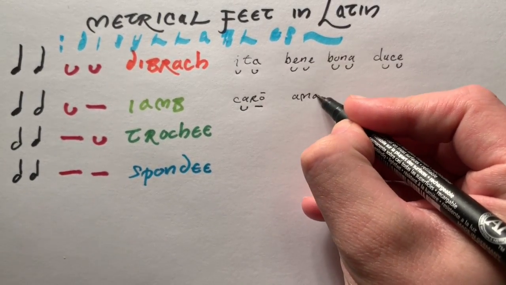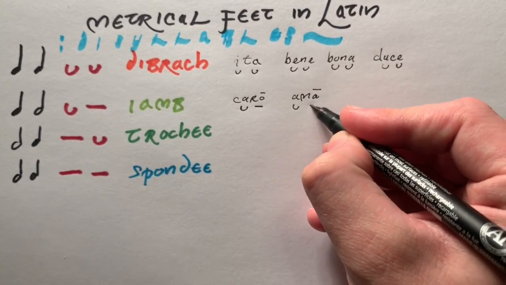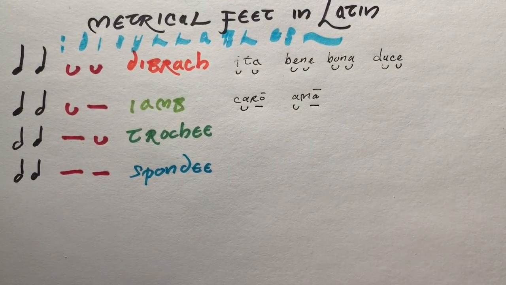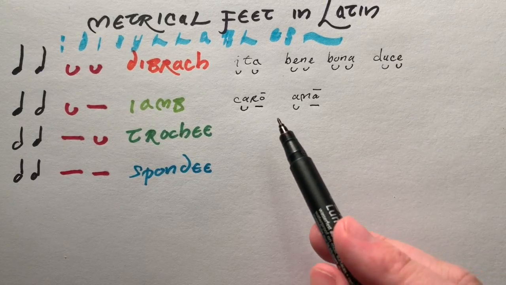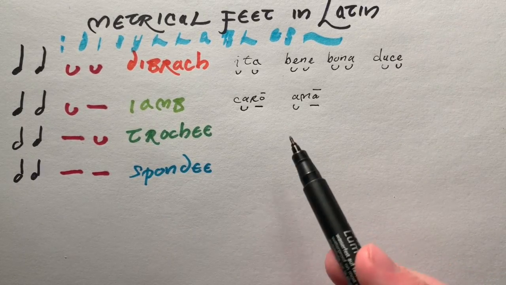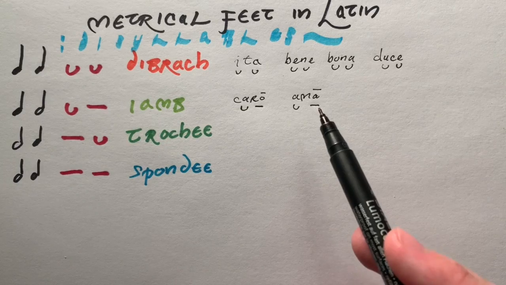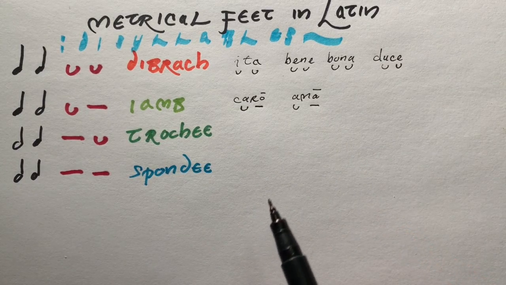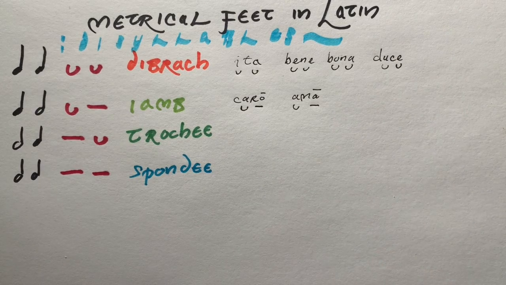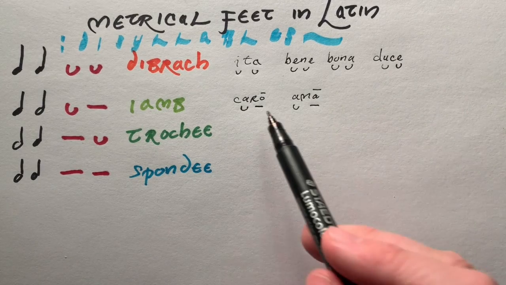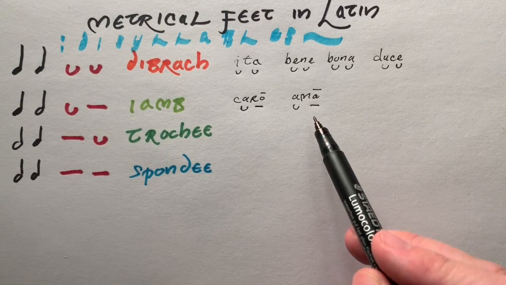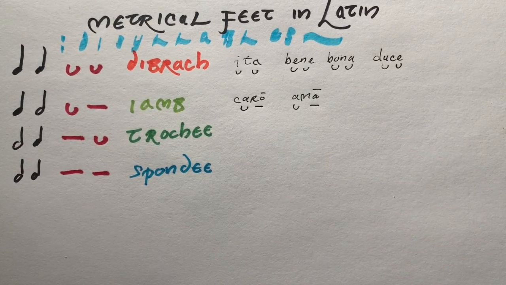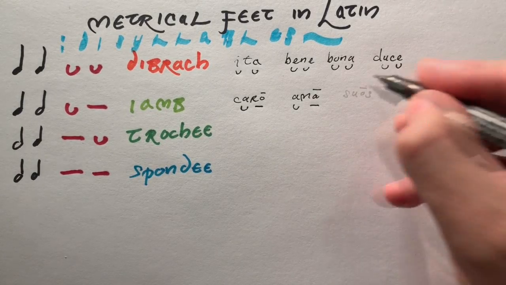Ama. Ama. Short, long. How could we mispronounce these? Well, we could make them again, maybe something like a spondee, or sometimes reverse it completely into a trochee. But those are not exactly what we mean to say. We mean caro, short, long, ama, short, long. What are some others? Quite a few, actually.